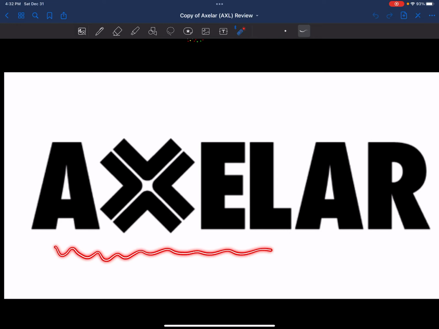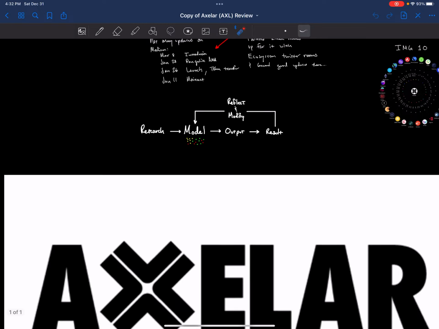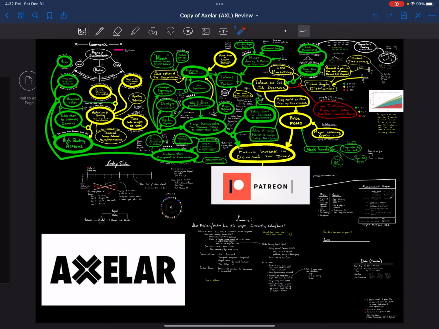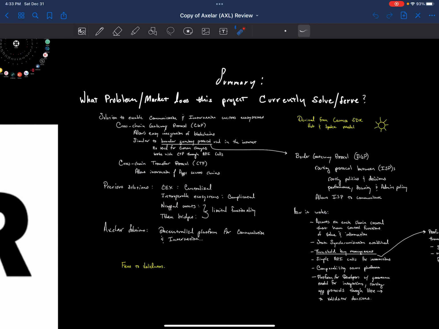Today we're going to review Axelar. For those who are unfamiliar with how my channel works, what I do is I do research, I feed it into a model. The model has an output. I weigh that output to reality. I reflect and modify to see if the model is reflected upon actual results. And so then I change the model to better correlate to the results so that it has the highest ROI possible in the cryptocurrency space. This is the model. The project is Axelar, and I'm going to go ahead and dive into it.